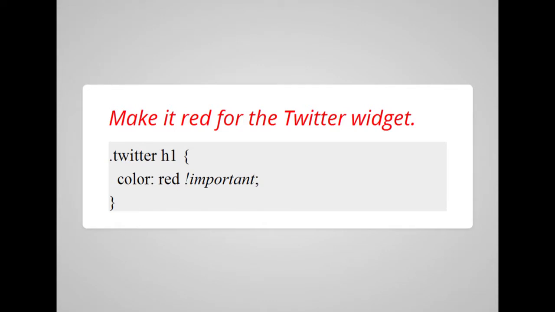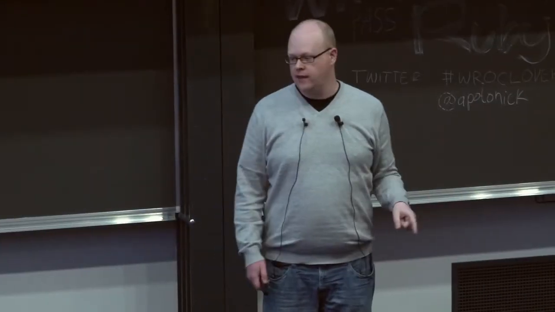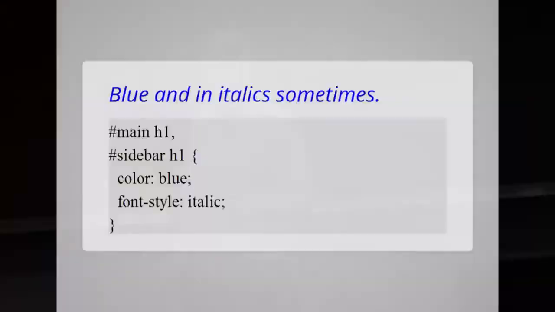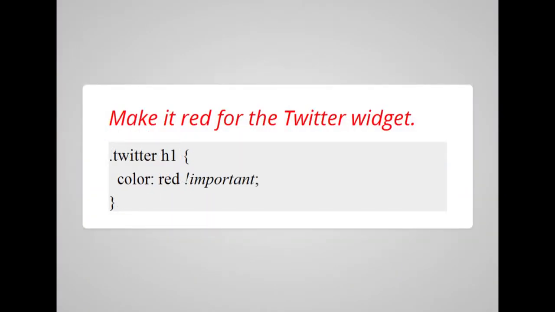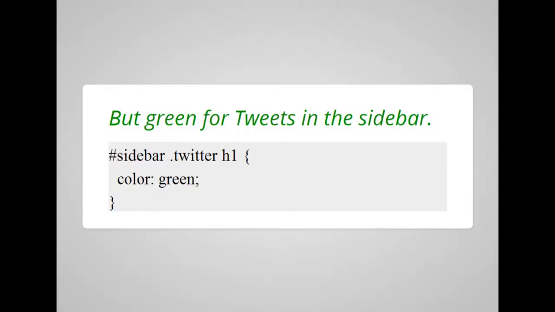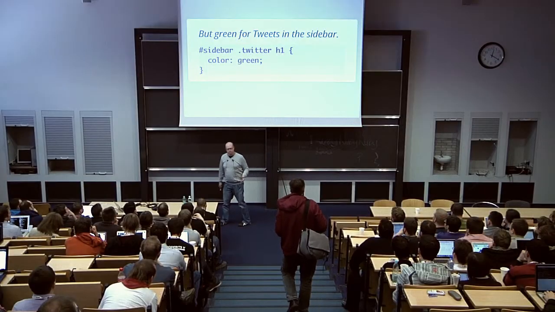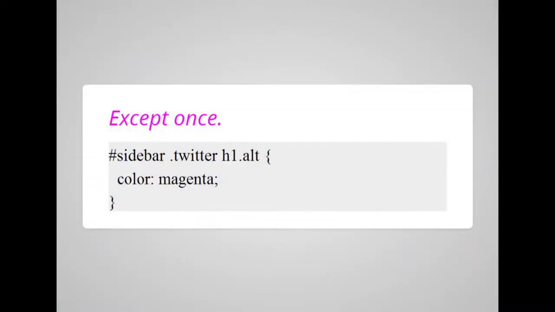When in the Twitter widget, you just made it red, and then you have to use important, otherwise this one, which has a higher specificity, would be active. So you want it to be red. Still fairly clean. Oh, no, wait. When the tweets are in the sidebar, it has to be green. So, well, you just add this, and this just builds up.